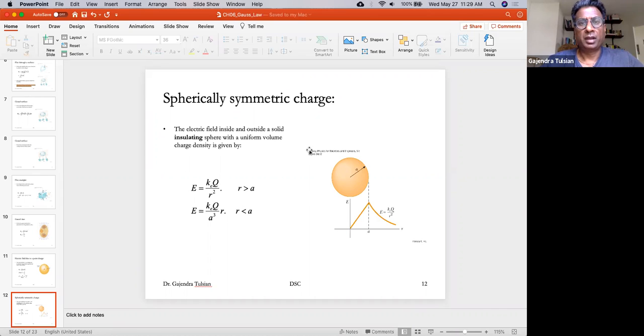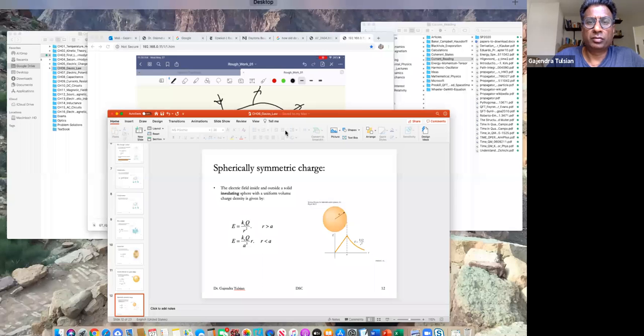Now here's a spherically symmetric charge distribution. Let's imagine a styrofoam ball that is evenly sprayed with charges throughout. What this graph is telling you is the magnitude of the electric field as a function of r from the center of the sphere. The magnitude of the electric field at the center of this sphere is 0. So let me go to the chalkboard.